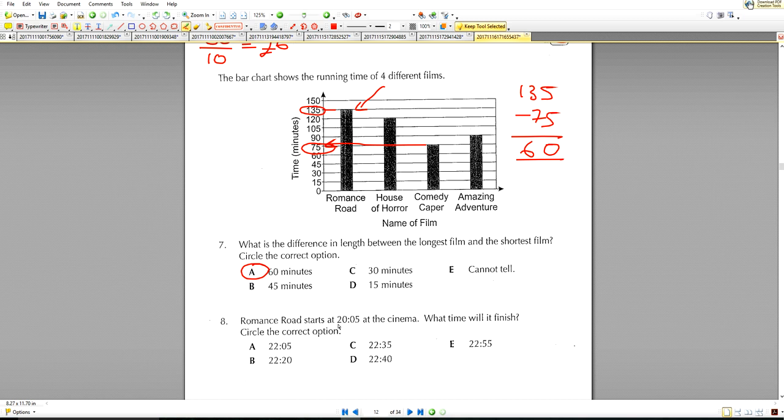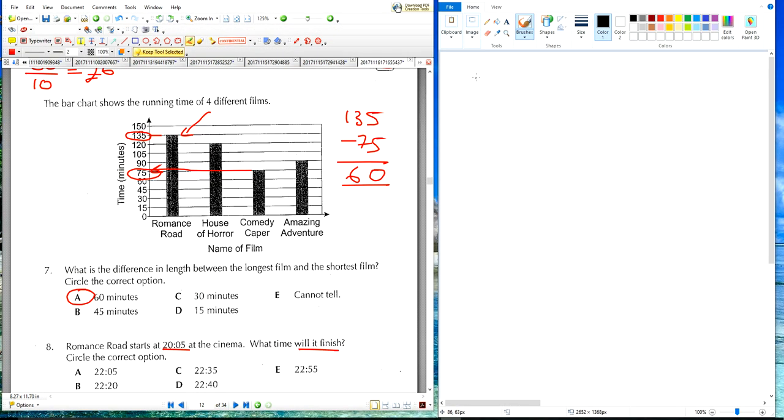Romance Road starts at 20:05 at the cinema. What time will it finish? Circle the correct option. So Romance Road is 135 minutes long. So let's hang on 1 second. Let's get a little question number 8. Let's do over here. I need some more space.